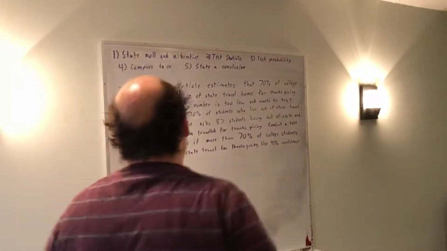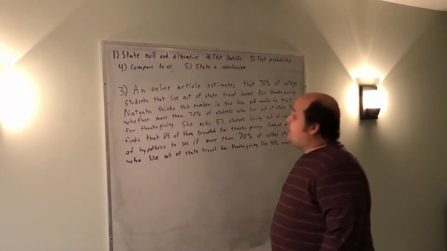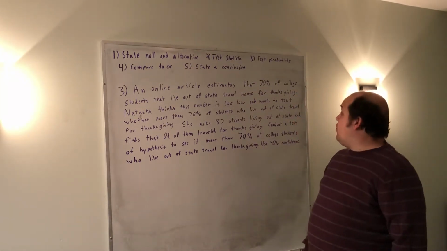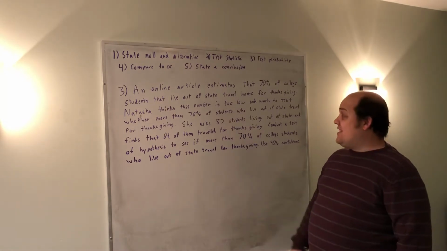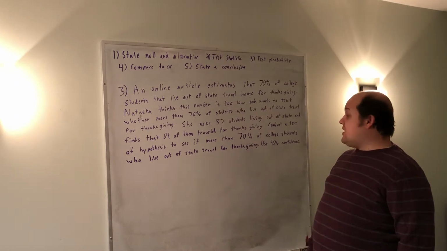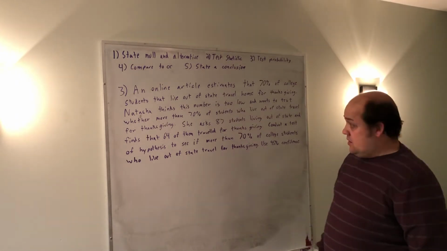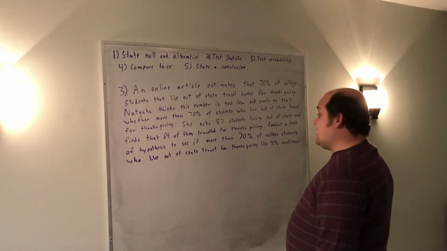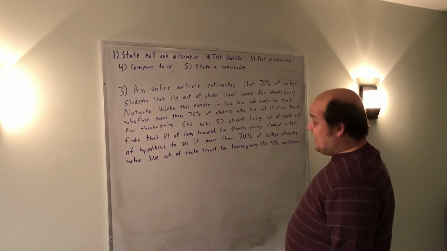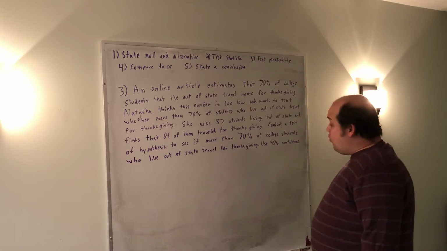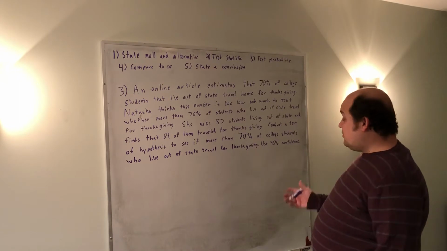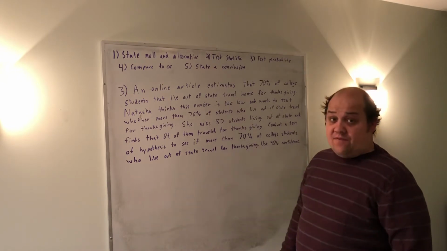The third problem in this classwork tells us an online article estimates that 70% of college students that live out of state travel home for Thanksgiving. Natasha thinks this number is too low and wants to test whether more than 70% of students who live out of state travel for Thanksgiving. She asked 87 students living out of state and finds that 64 of them traveled for Thanksgiving. Conduct a test of hypothesis to see if more than 70% of college students who live out of state travel for Thanksgiving. Use 95% confidence.